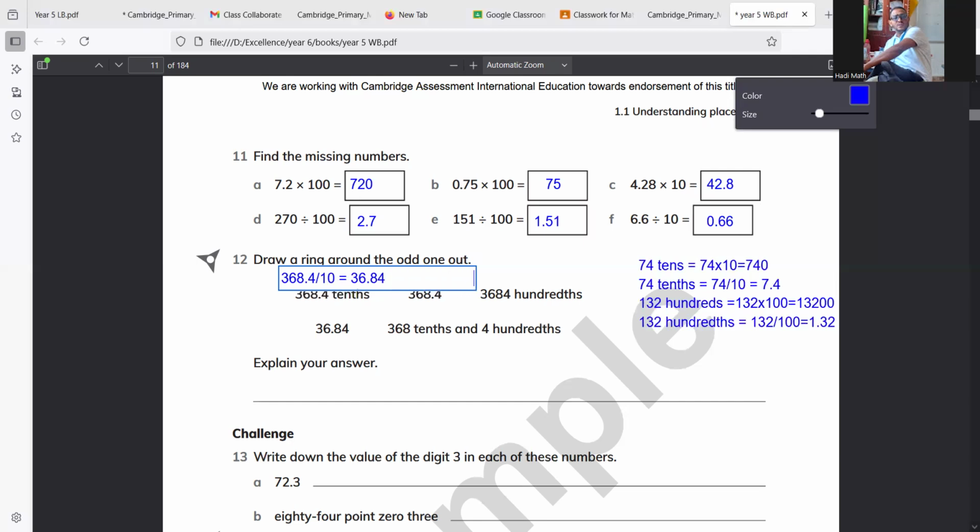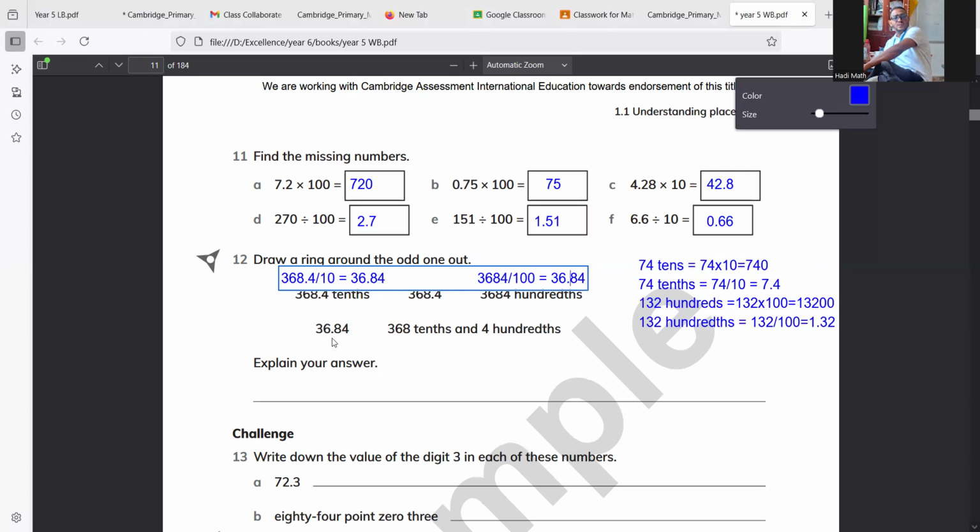This one here, they say what? 3,684 hundredths. When I say hundredths with the THS, it means you divide 3,684 by 100. And when you divide by 100, you put the decimal point after two digits. So it's going to be 36.84. Not to mix up, okay? The two digits, you count from right to left, 1, 2, and you put your decimal point.